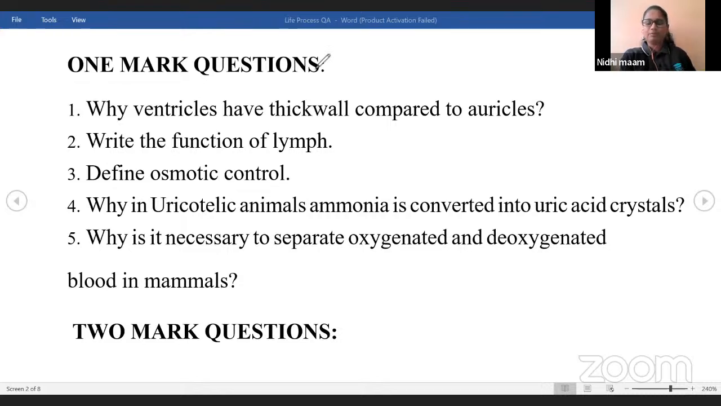You can use the chat box to answer. Surabhi High School, Shreya, YouTube students, what is your response on this? Why is it necessary to separate oxygenated and deoxygenated blood in mammals? Be fast.